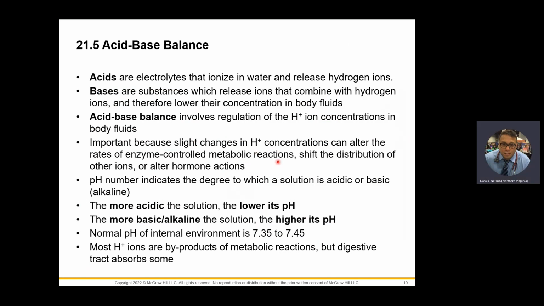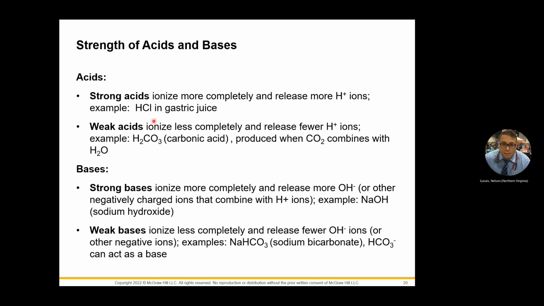Acid-base balance, we already know. pH, I don't think we have to go over that. Physiologic pH is 7.35 to 7.45, or 7.4, which is like in the middle. The main basis of acid-base balance is through the hydrogen ion. An example of a strong acid is hydrochloric. An example of a weak acid is carbonic acid.